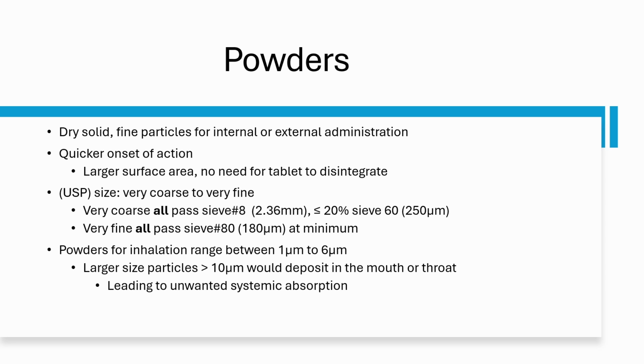Very coarse powder particles all pass through sieve number 8, but less than or equal to 20 percent pass through sieve number 60. Very fine powder particles all pass through sieve number 80 at minimum. Let's take a quick look at powders that are used for inhalation. These usually range between 1 micrometer to 6 micrometers. Larger size particles greater than 10 micrometers would deposit in the mouth or throat, leading to unwanted systemic absorption.